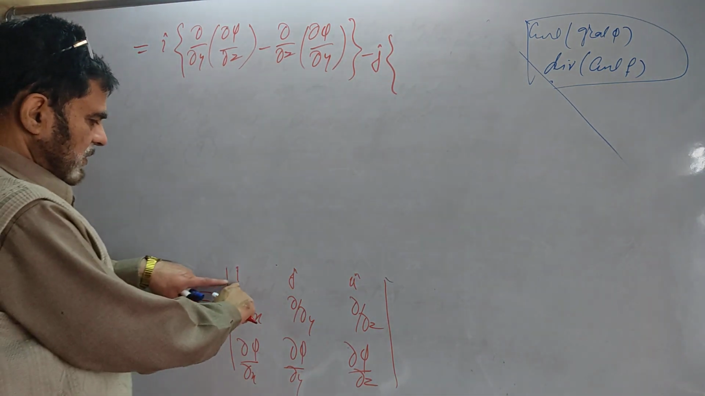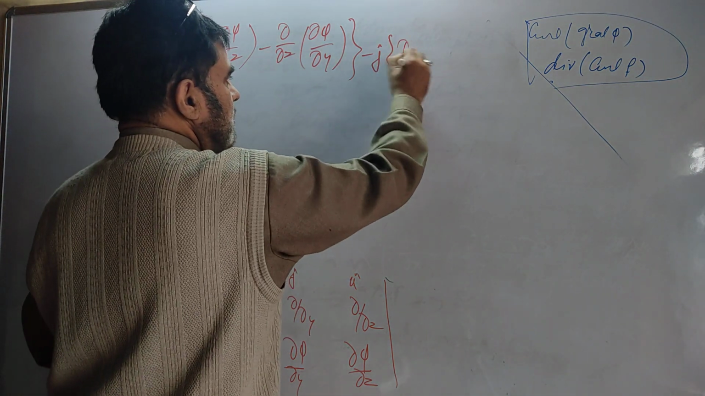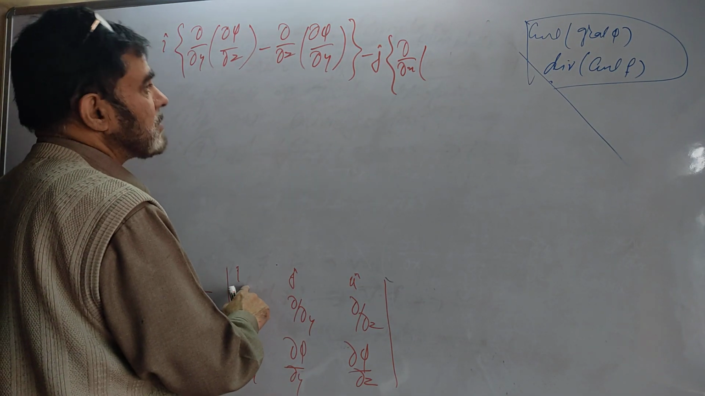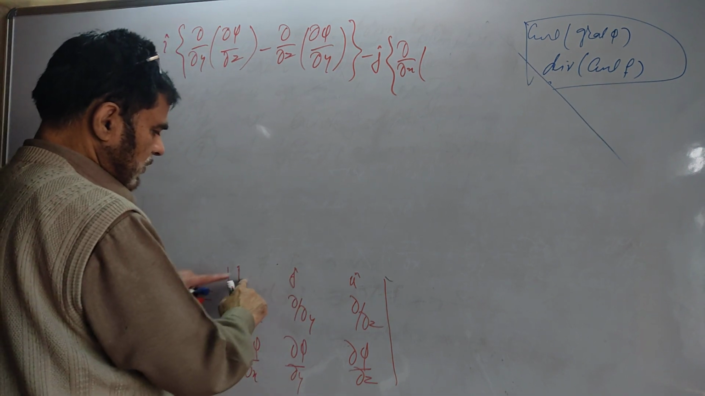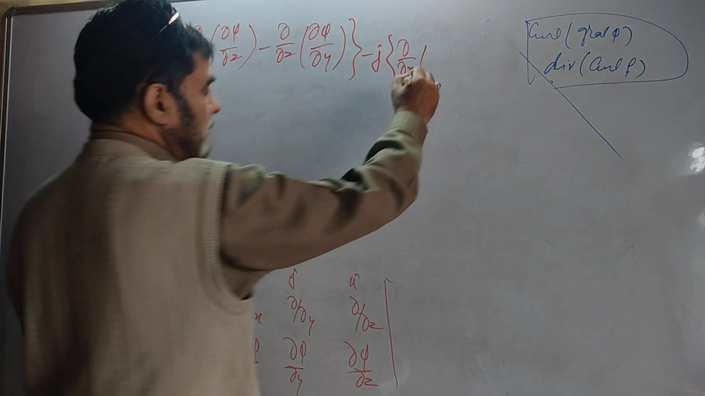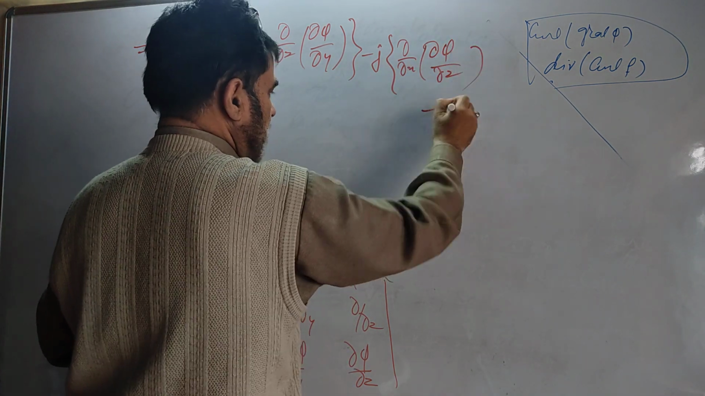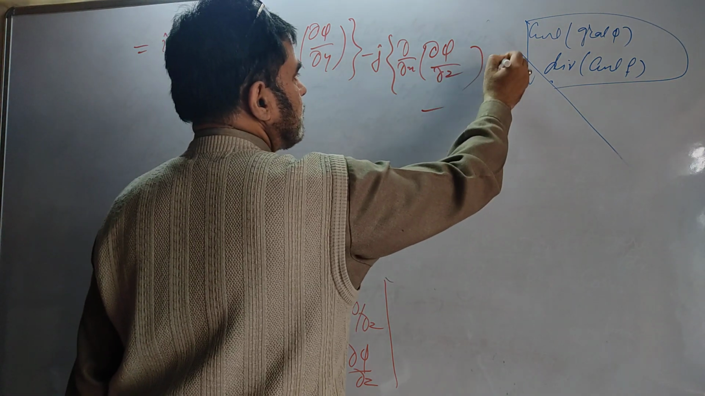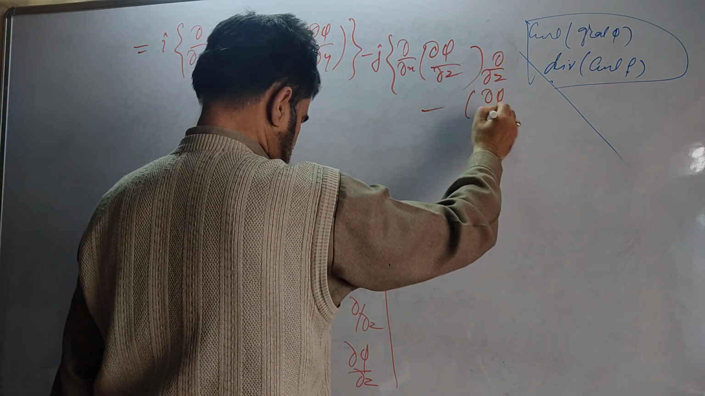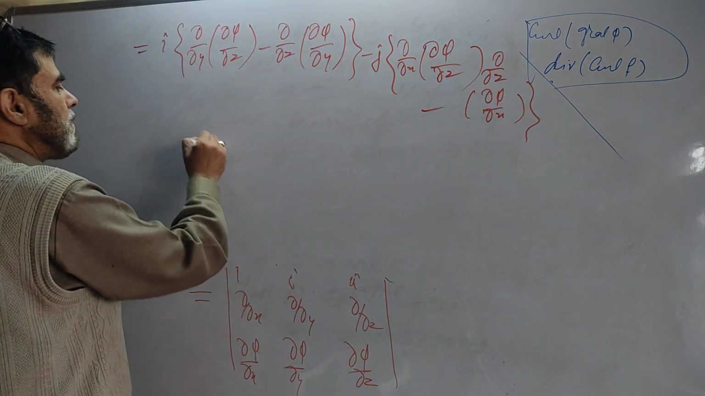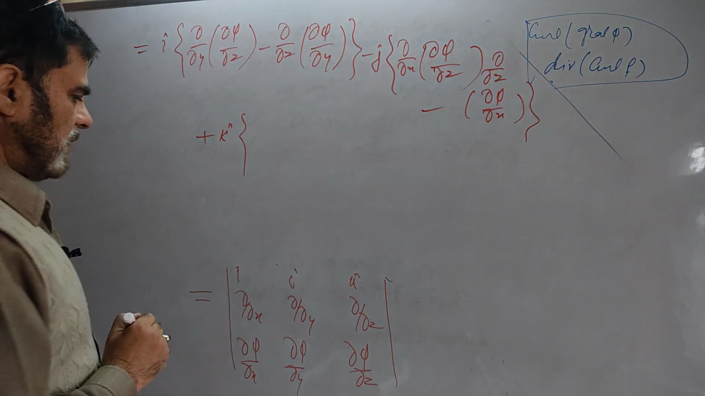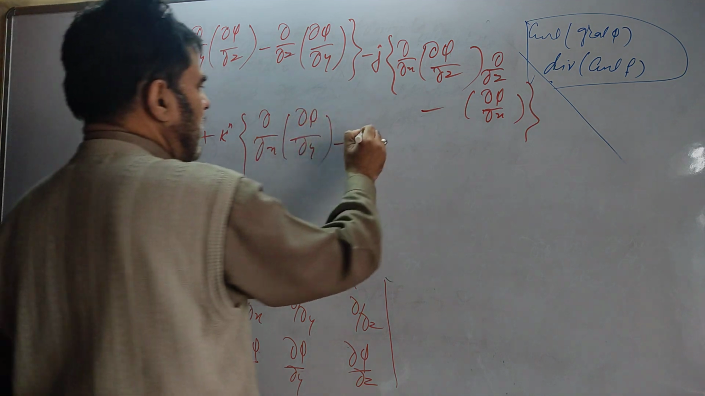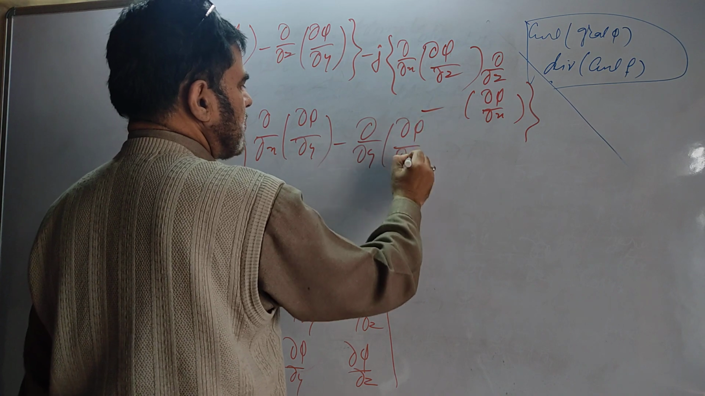delete the second row and second column, it is dou by dou x of... sorry, you have to delete the first row and second column, dou by dou y, dou phi by dou z, then minus dou by dou z, dou phi by dou x, then plus k, delete the first row and third column, it is dou by dou x, dou phi by dou y, minus dou by dou y, dou phi by dou x.